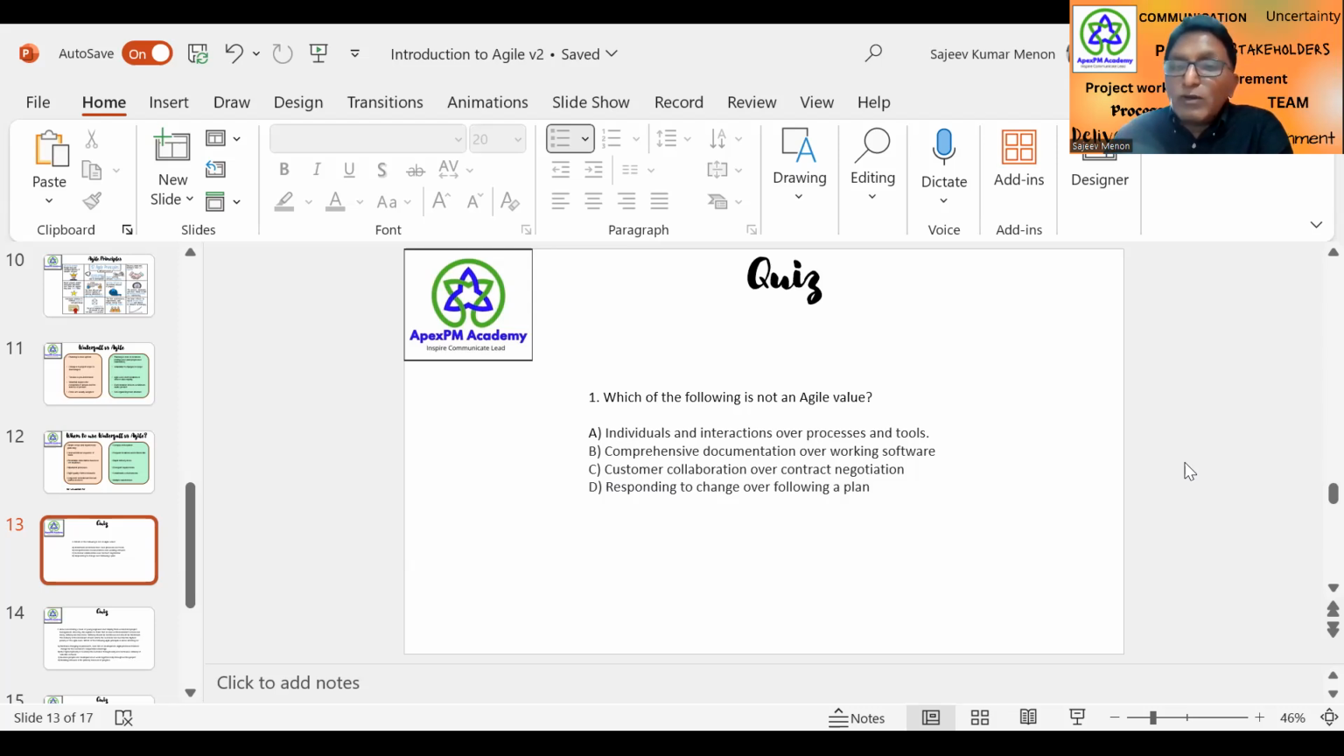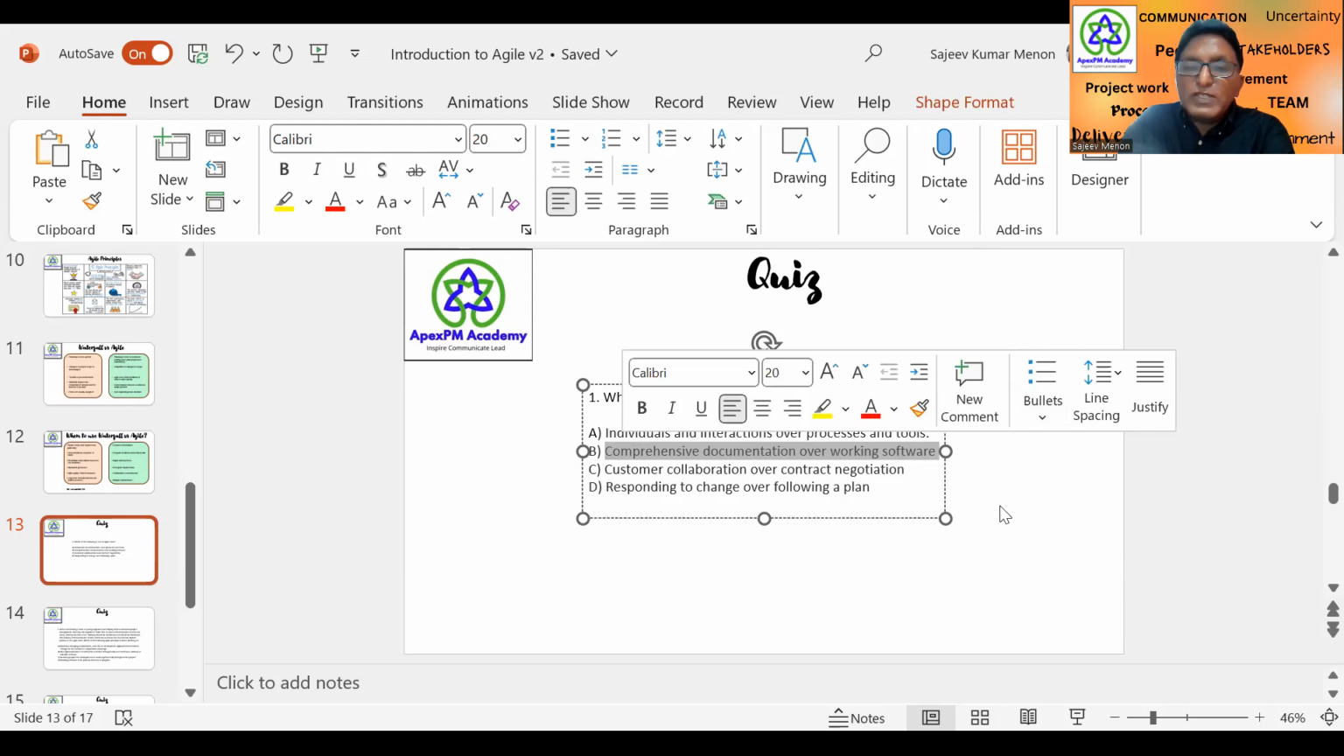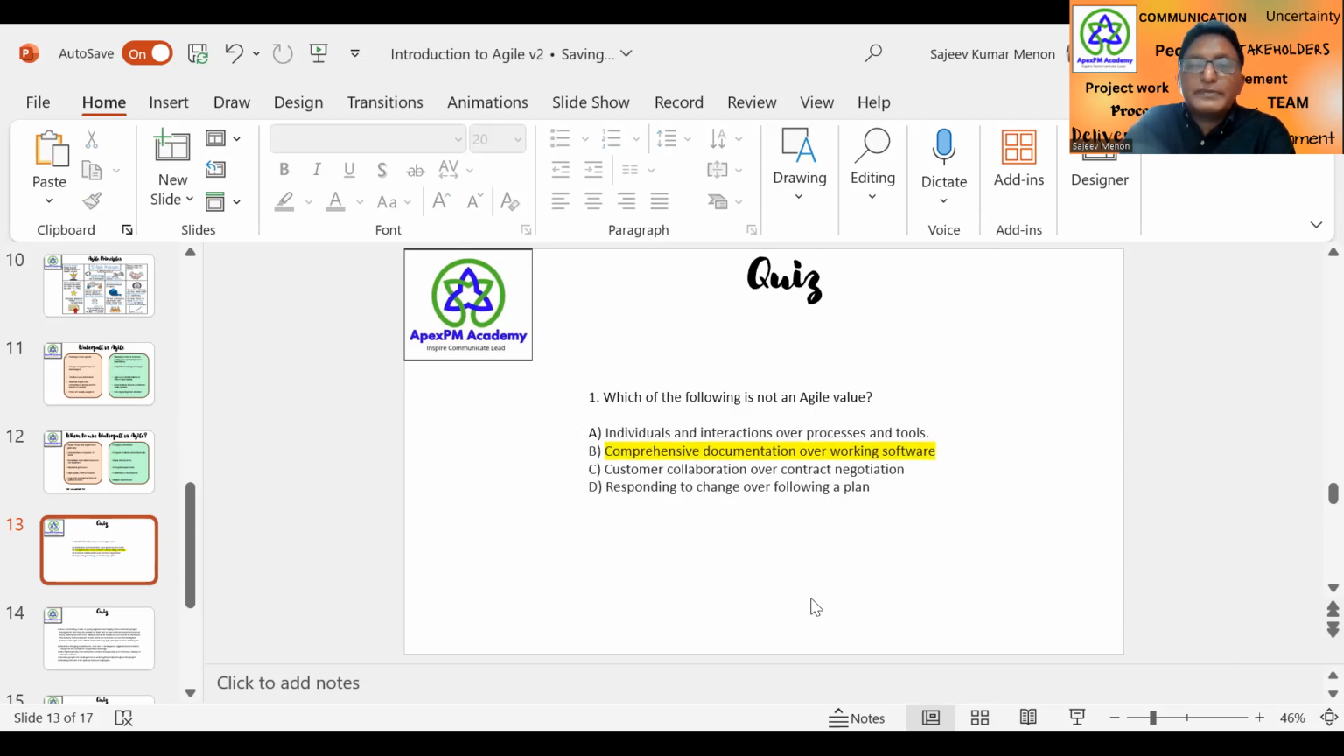So here you have to read the question carefully. It says, which of these is not an Agile value? So if you see clearly, A, C, and D are directly from the manifesto, whereas B, comprehensive documentation over working software, is not something which is mentioned. It is the reverse. So this is the odd one out. So B is the answer.